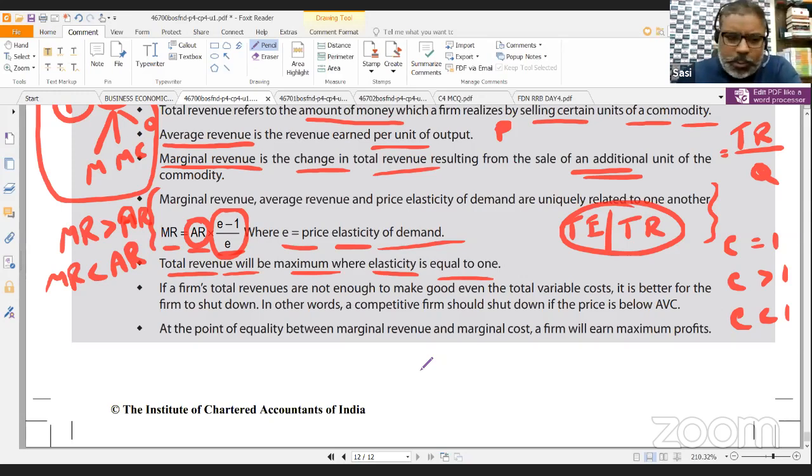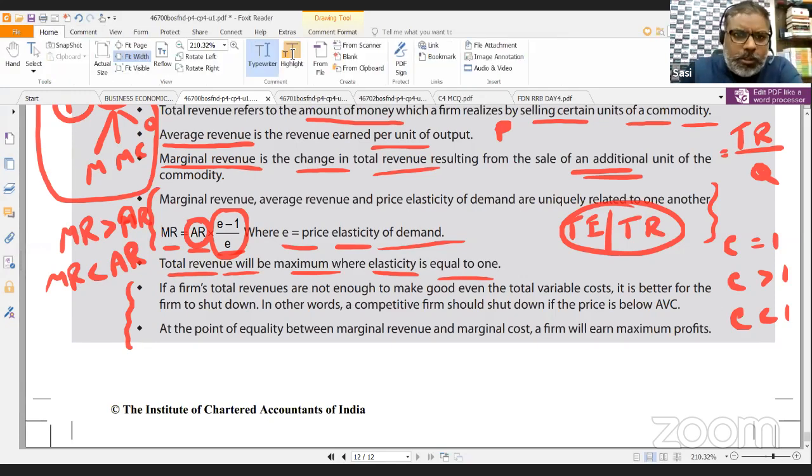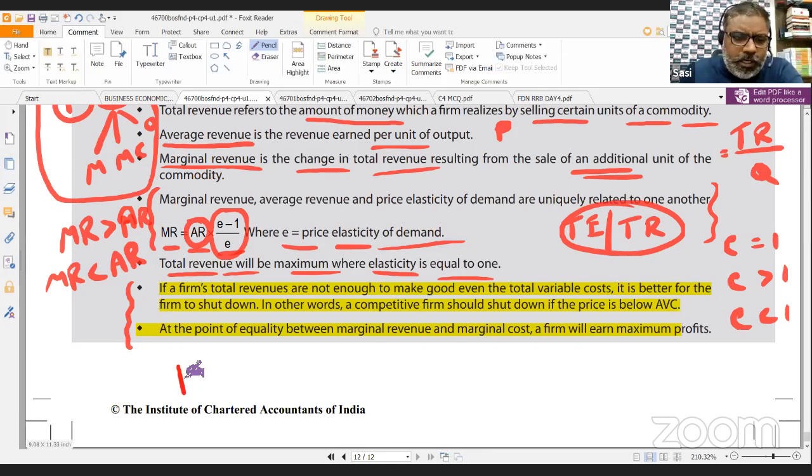Now, there are two very crucial principles here to be noted, very important principles, always to be remembered and understood, which have to be applied also at some questions. If a firm's total revenues are not enough to make good even the total variable costs, then it is better for the firm to shut down. In other words, a competitive firm should shut down if the price is below the average variable cost. If the price of a particular organization's commodity is below the average variable cost, there is no point of even manufacturing. It should not manufacture. What it should do? Shut down.